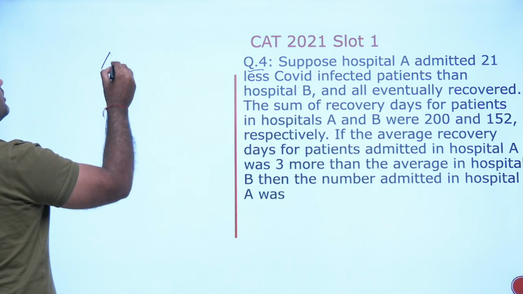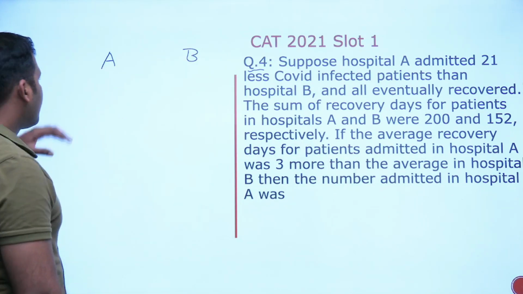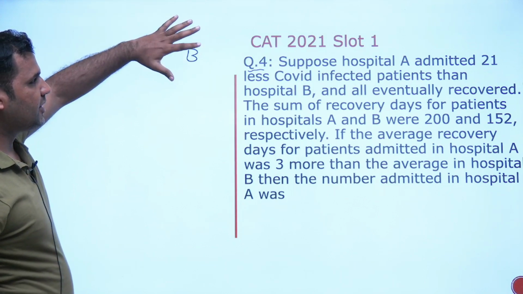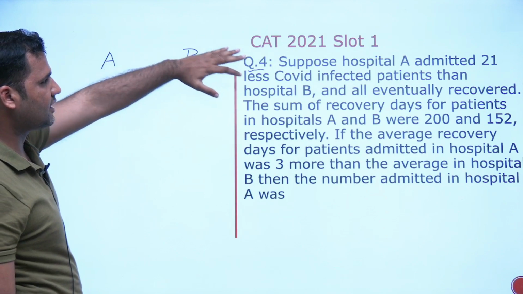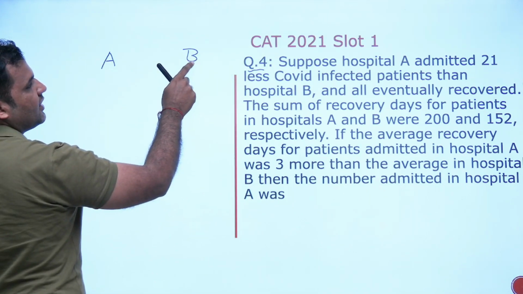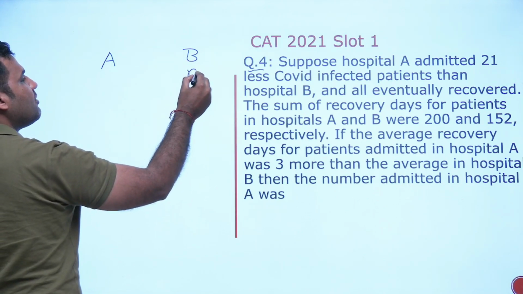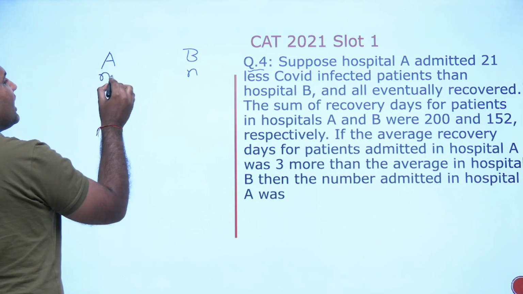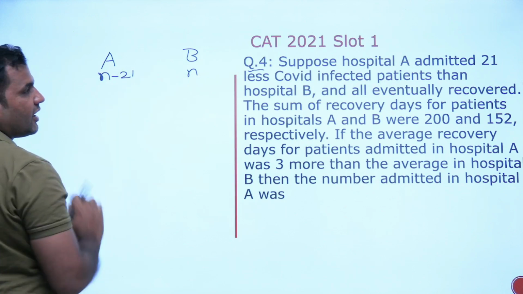Two hospitals are being talked about, hospitals A and B, right? Now, the number of patients in A and in B, right? In A the number of patients is 21 less as compared to B. Hospital A admitted 21 less COVID patients than hospital B. That means if this has n number of patients, then this will have n minus 21. Okay, are you forming an equation? No, I'm not forming an equation, I'm trying to understand.